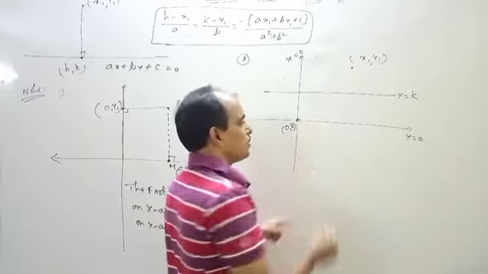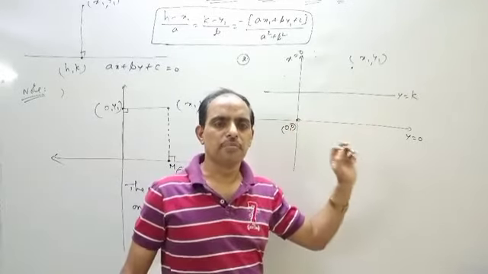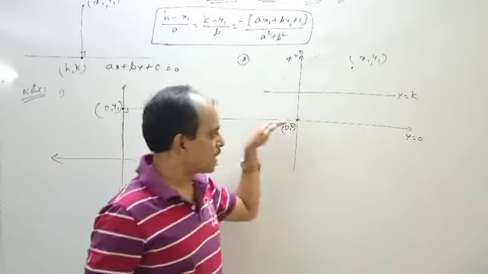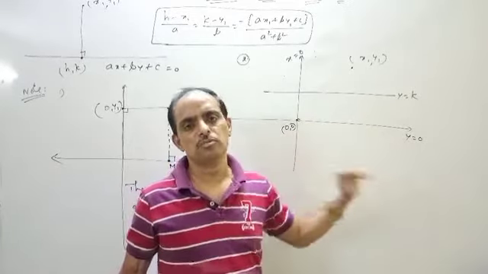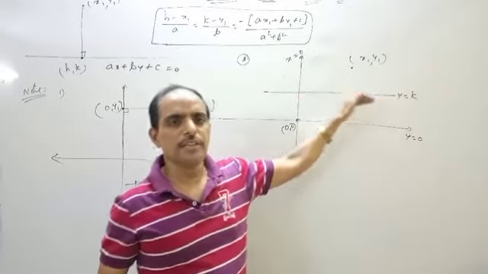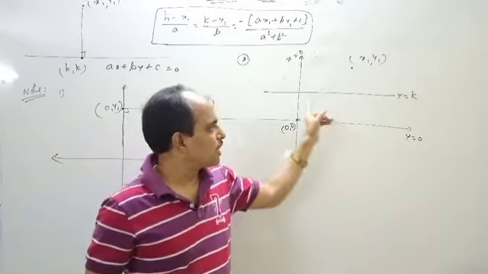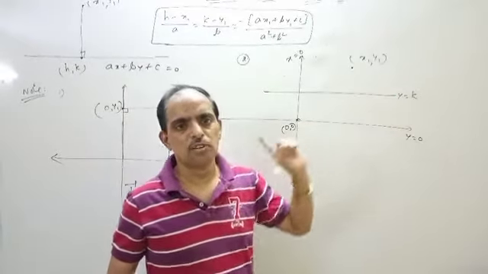Why? Because y = 0 means on any point on the x-axis the y coordinate becomes 0. That's why we can write this equation as y = 0. Why does it become y = k? On any point on this line, the y coordinate is only k. That's why we call this equation y = k.